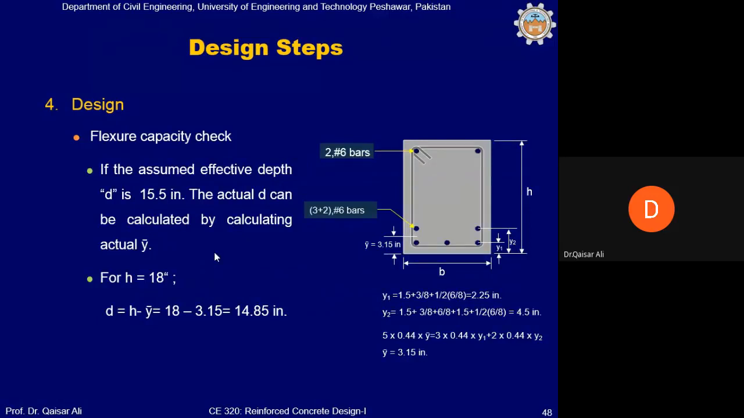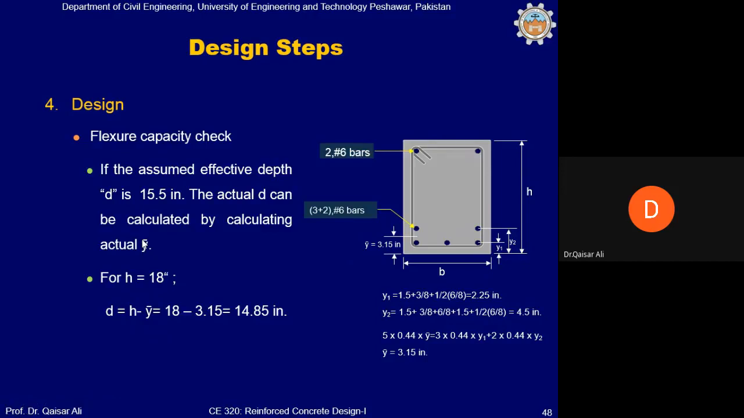For example, this is a beam whose width is b and effective depth is d in the beginning, and that effective depth in the beginning is, let's say, 15.5 inch. If the total depth is 18 inch for this beam, and the effective depth we assume in the beginning is 15.5 inch, it means the distance from the bottom to the centroid, denoted by y bar, is 2.5 inch in this case.